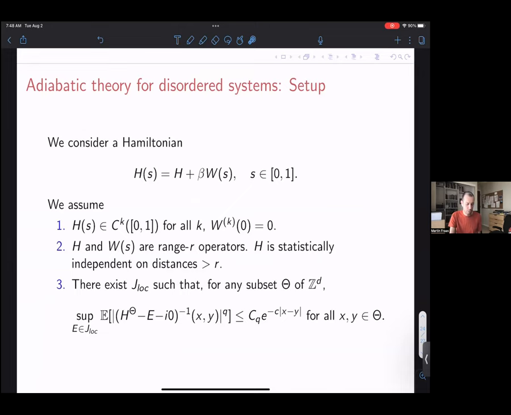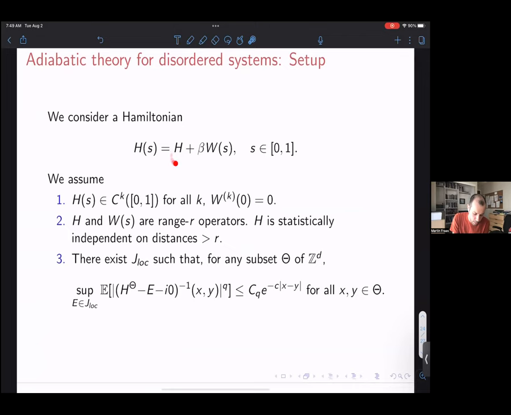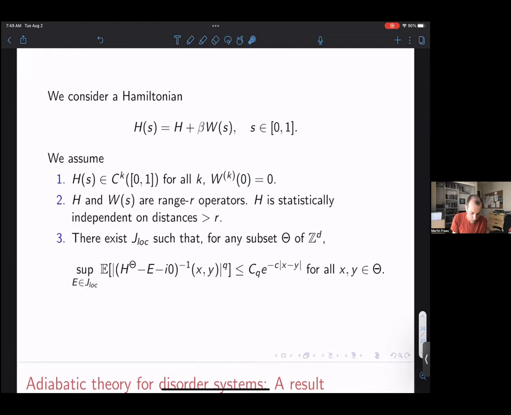So we consider a Hamiltonian H of this form, and we assume that it's sufficiently smooth and starts smoothly. We assume that these are range R operators, so they don't act on distances larger than R. And H, this random operator, is statistically independent at distances bigger than R. So the parts of H that are at distance bigger than R are statistically independent. And we assume that there exists this interval J log with localized spectrum, such that you have fractional moment estimates with some q in 0, 1, which hold true for this Hamiltonian H without perturbation.